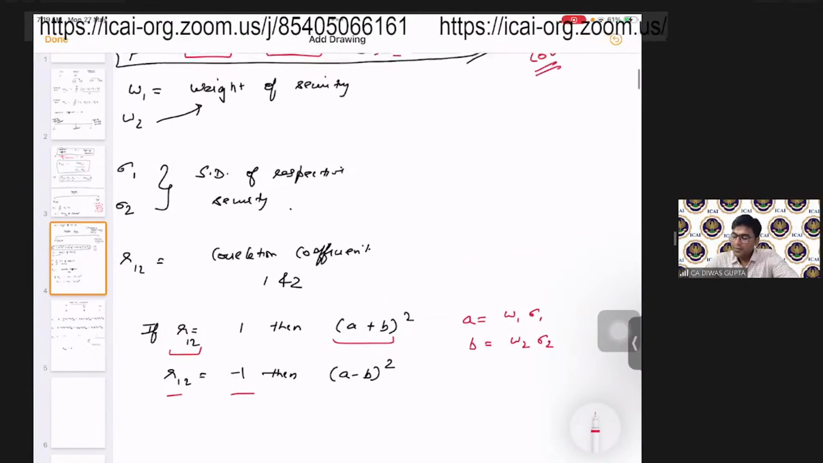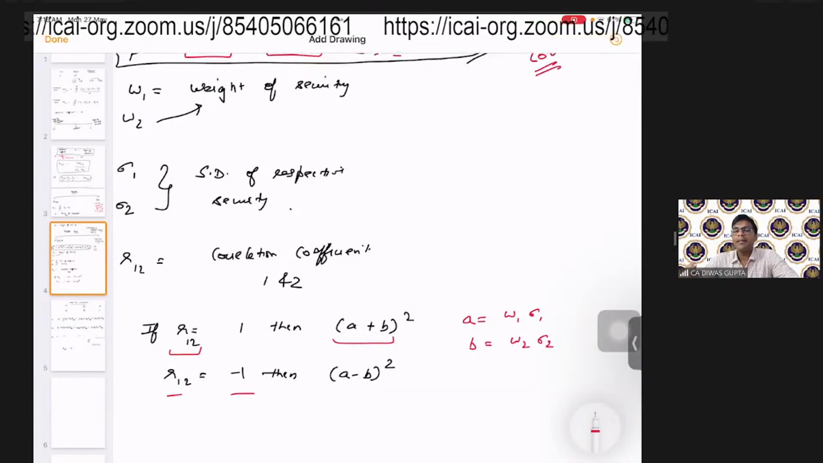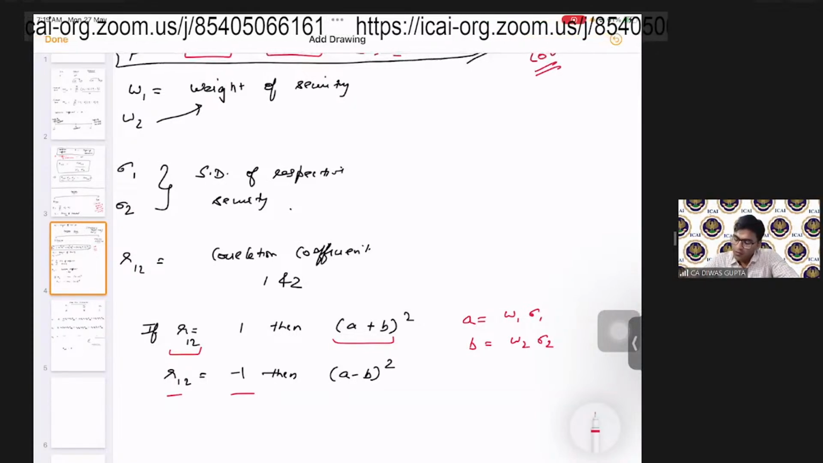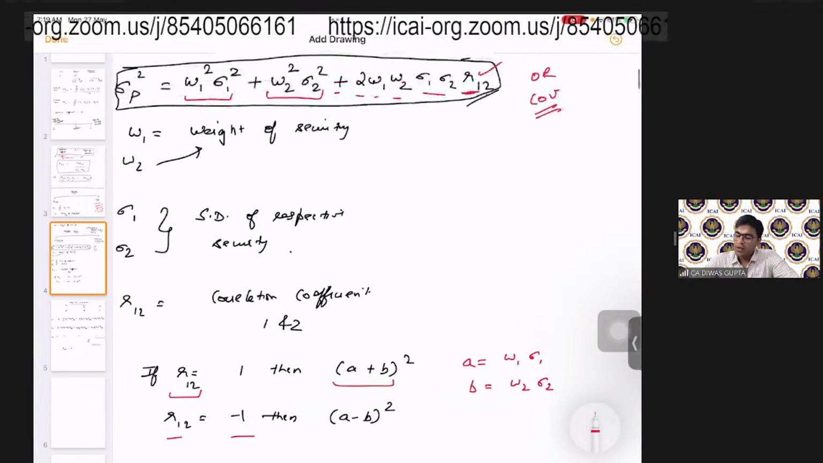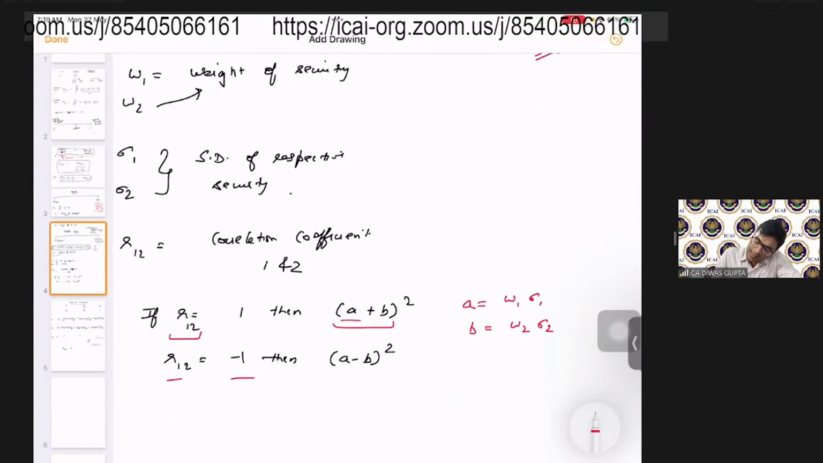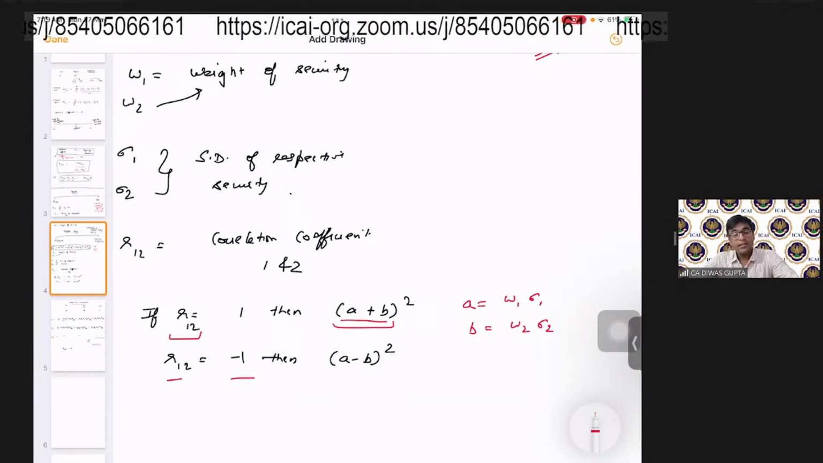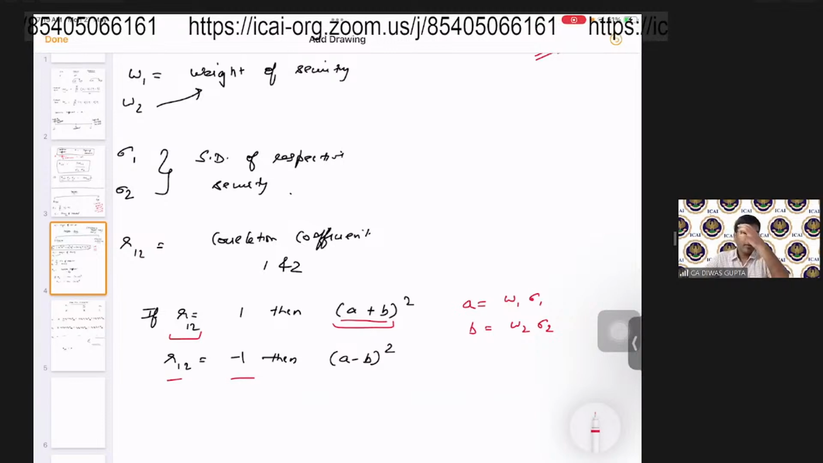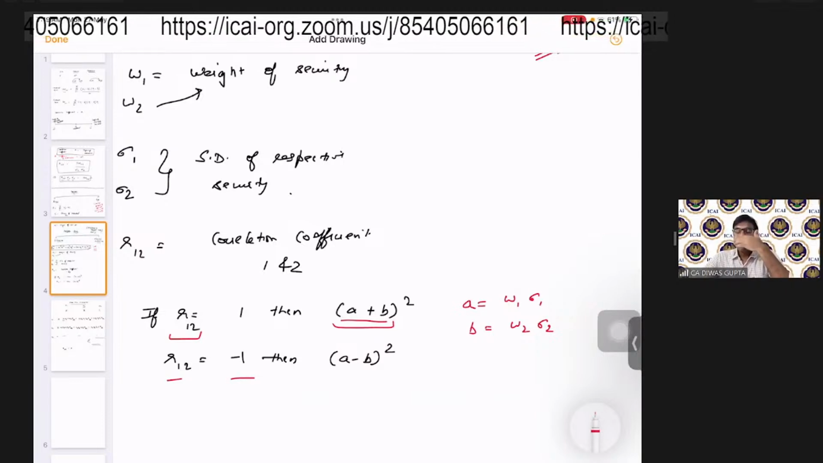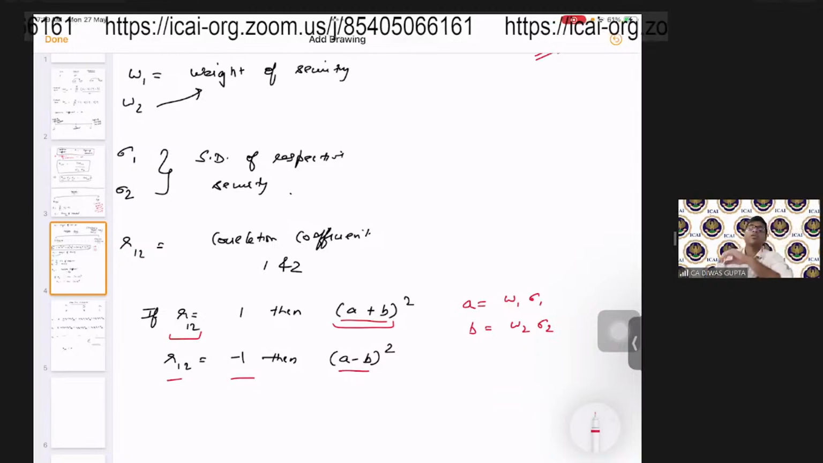Now comes the real takeaway from this. What we understood: if R is equal to +1, the risk is getting added, along with the multiplication in weights, the risk is getting added. If R is equal to -1, the risk is getting reduced, students.